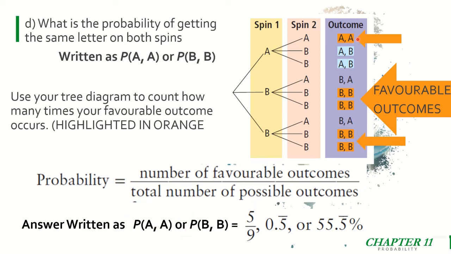That happens 1, 2, 3, 4, 5 times out of 9 total possibilities. 5/9 as a fraction is a perfectly reasonable answer. You could also convert that to a decimal or into a percent.